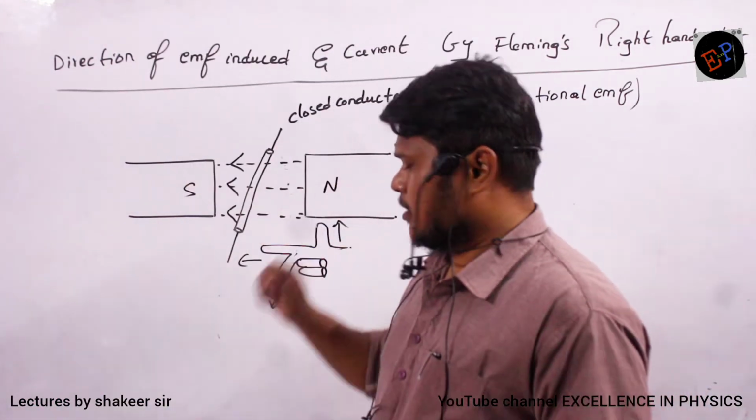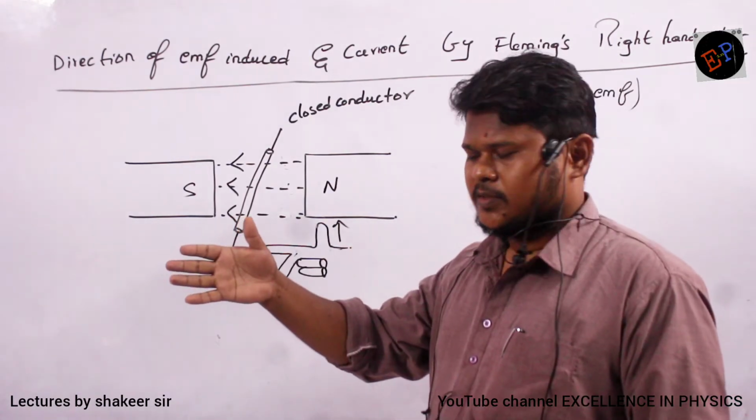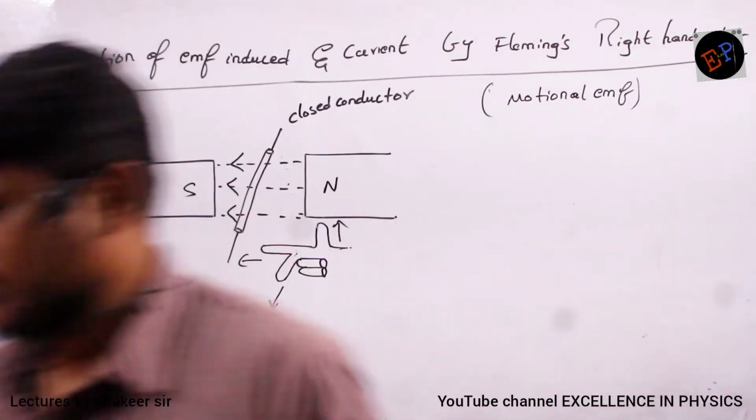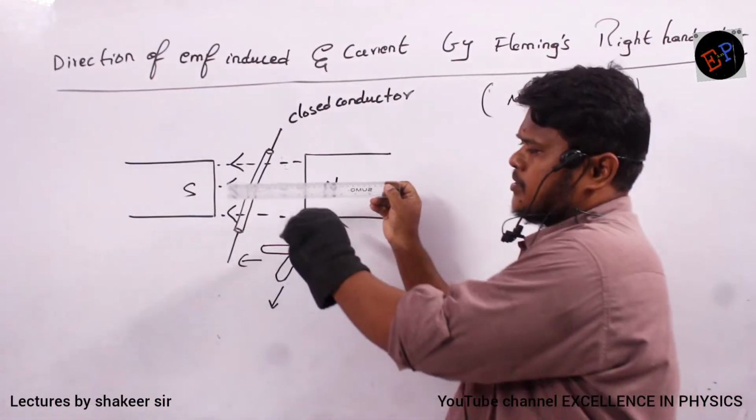How should I move this conductor? This is the direction of the magnetic lines. See, this is the direction of the magnetic lines, and the conductor is like this, no?